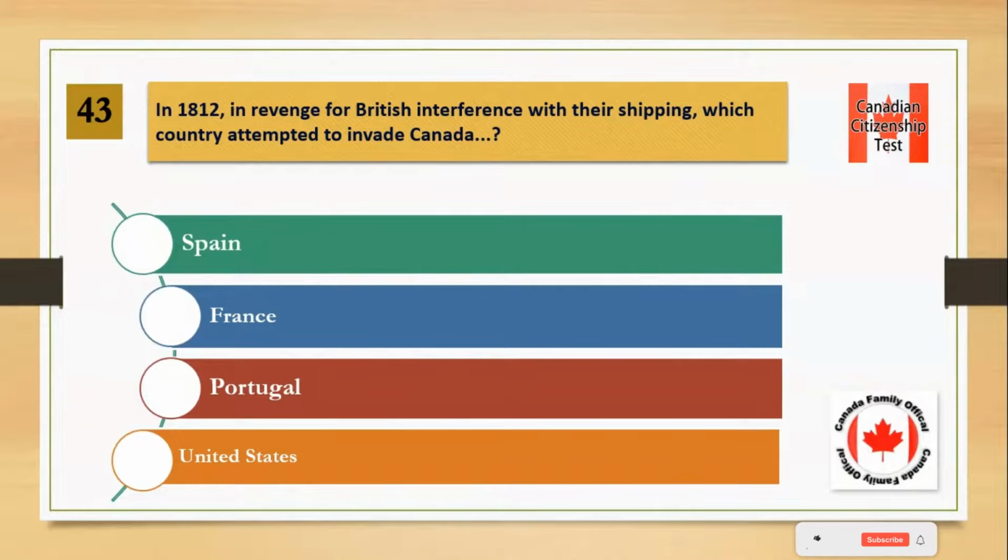In 1812, in revenge for British interference with their shipping, which country attempted to invade Canada? Number 1, Spain. Number 2, France. Number 3, Portugal. Number 4, United States. And the answer is United States.